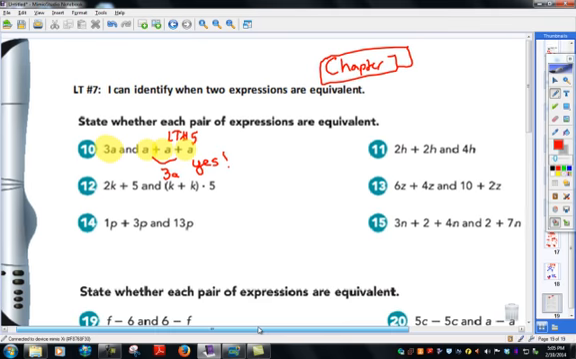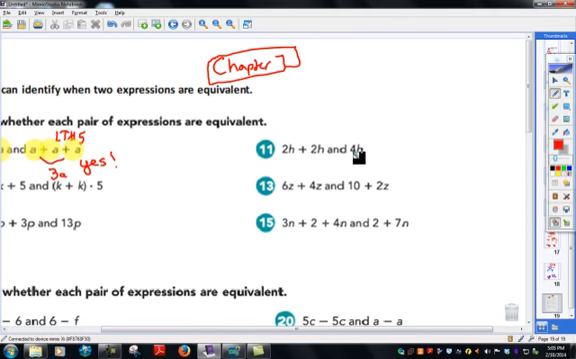Okay? Let's keep going. I have horses. H equals horses. Worked out well. Okay? I have 2 horses, and I'm adding another 2 horses from somebody else. How many horses do I have now? I have 4 horses. Are they equal? Absolutely yes.